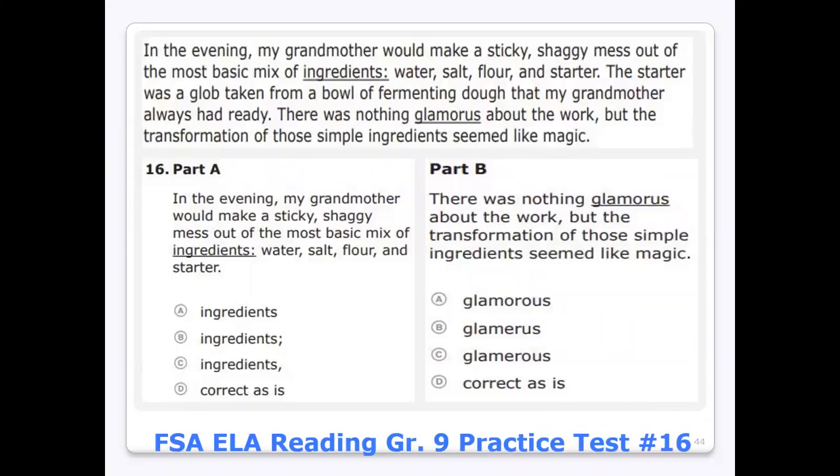So here we've got the passage above, which would probably be on the preceding page, and we have underline ingredients, colon, and we have underline glamorous, spelled G-L-A-M-O-R-U-S. And this is from grade 9 reading practice test number 16. And then we have 16 part A and 16 part B. Part A has to do with ingredients and part B has to do with glamorous.